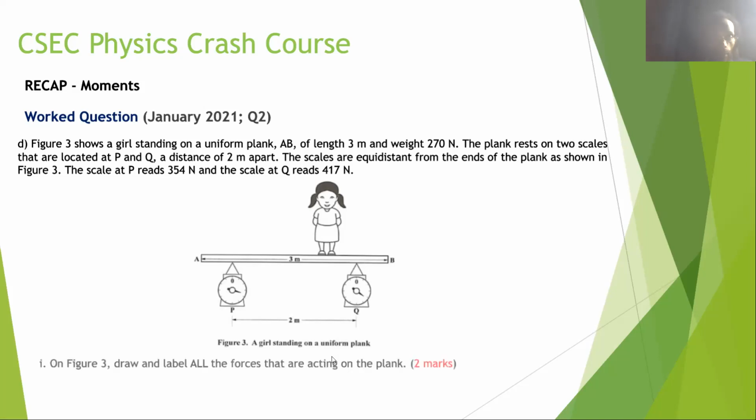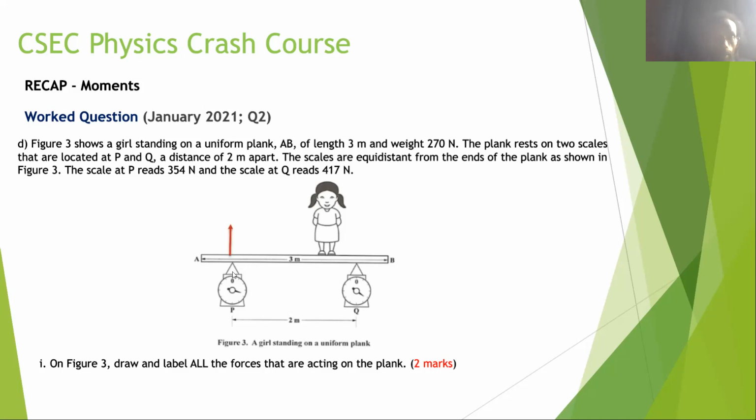The first part of the question says, on figure 3, draw and label all the forces acting on the plank, and that's 2 marks. Apparently for this question, it's not 1 mark for each labeling, but maybe a quarter mark or so. Just a correction: the 270 is the weight of the plank and not the weight of the girl. So you may get maybe a quarter mark for each correct answer, not 1 mark, because you have several forces but only 2 marks.